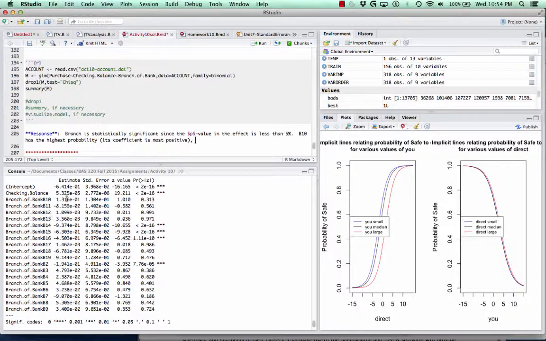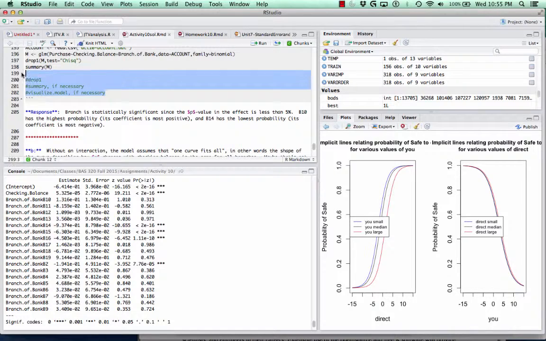Which one's most negative? All right, well, here's a negative 1.08. Here's one that's negative 0.9. That's pretty negative here. Minus 0.6, minus 0.4, minus 0.06, minus 0.19, minus 0.09. So it looks like this is the most negative here. So B14 has the lowest probability. Its coefficient is most negative.